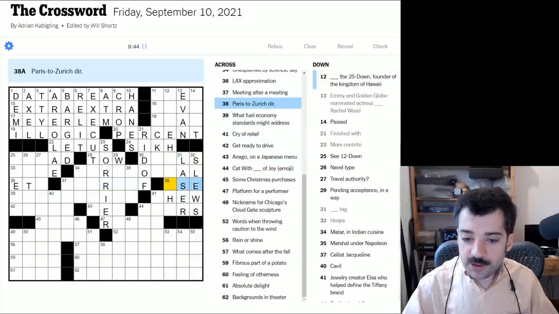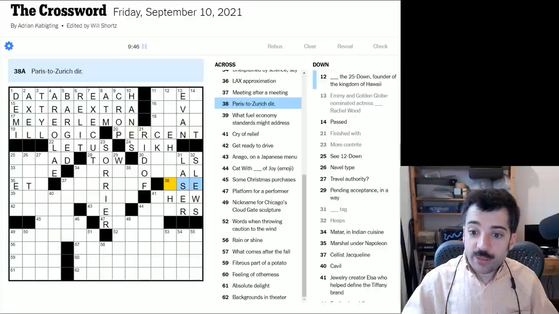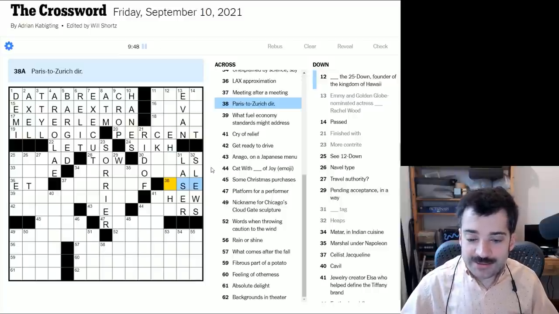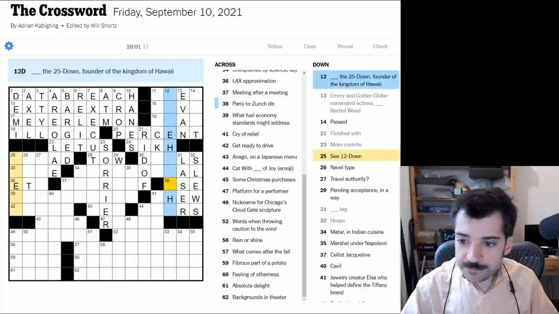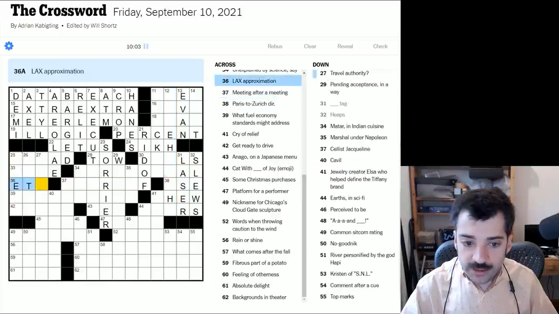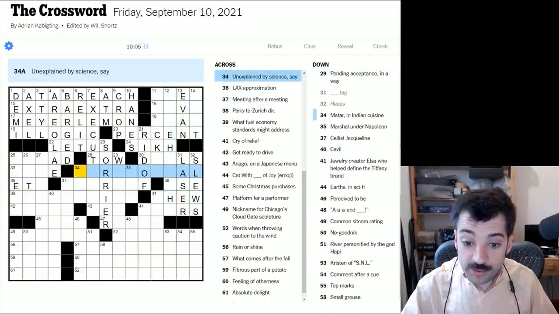Oh, Paris to Zurich direction. So now that we have the southeast at the end, it's south by southeast or east by southeast. My guess would be east, but I don't know. Trying to think of whether it's more easterly or more southerly.